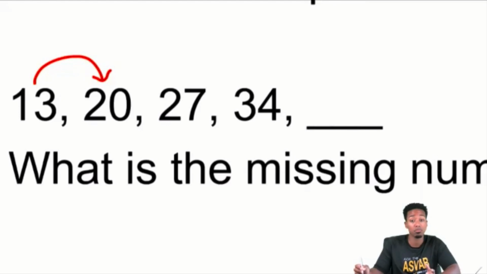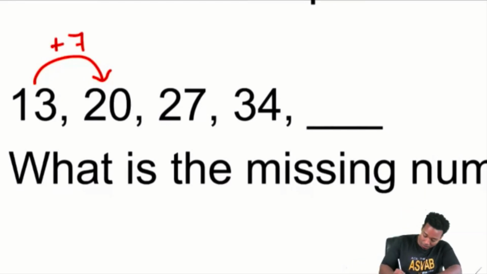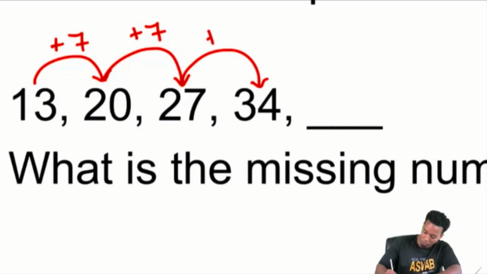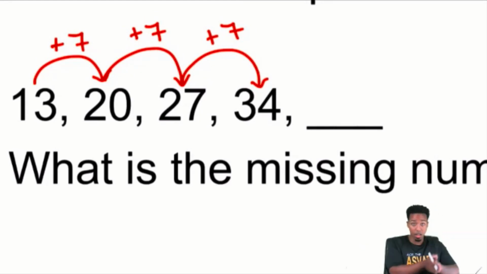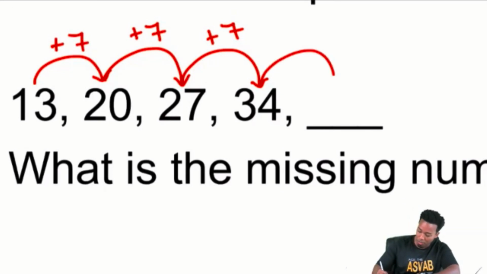Right, we get 7. We would add 7 to go from 13 to 20. We would add 7 to go from 20 to 27. We would add 7 to go from 27 to 34. And so, because we applied the same rule, add 7, add 7, add 7, and it worked out every single time, we can absolutely say that the next number will follow the same rule.